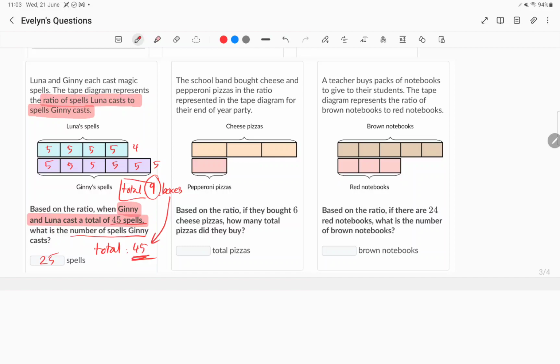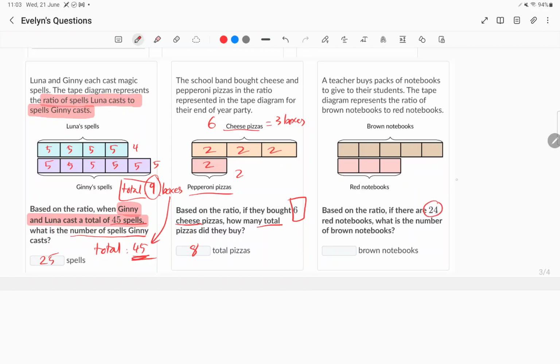Based on the ratio, the next question. So cheese to pepperoni pizzas, and if they bought 6 cheese, how many total? Okay, so 6 cheese. Now cheese has 3 boxes, right? And 3 boxes corresponding to 6 pizzas, which means it will be 2 in each of the box. And because the ratios are equal, then this one is also 2. So how many in total? 2, 2, 2, 2 is 8 total pizzas. So 2 pepperonis and 6 cheese pizzas to get the ratio of 3 to 1.